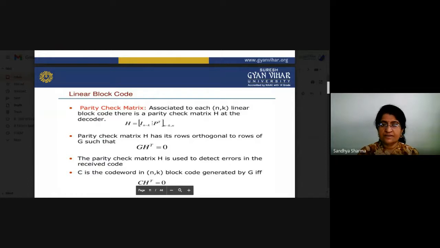Now you can see here the parity check matrix H is used to detect the error. So if we want to calculate the error, you can detect it by using the parity check matrix. And now what will happen? C is the code word. So first of all, C dot H transpose is equal to 0.